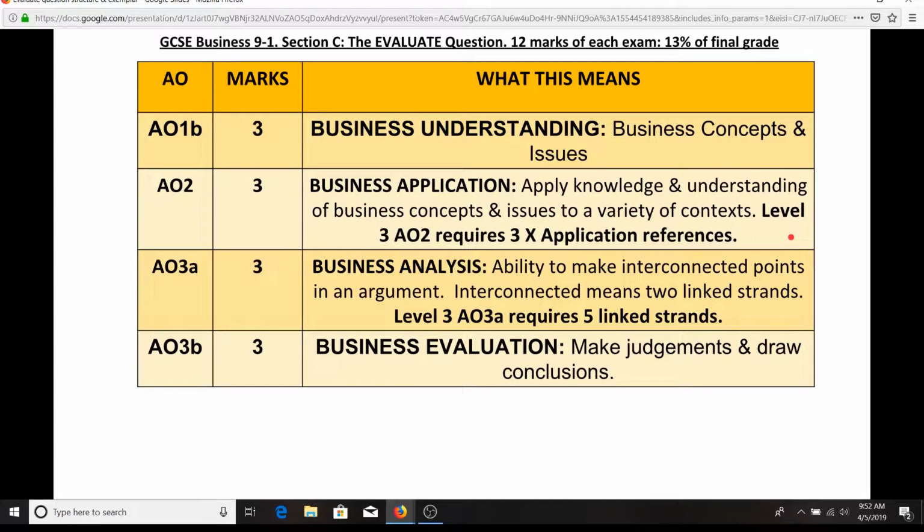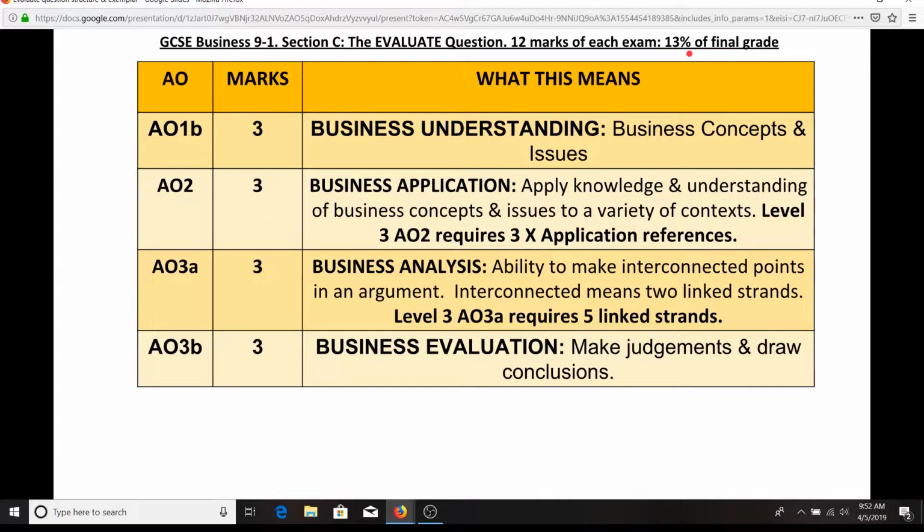Hi guys, so let's now take a look and remind ourselves on just exactly what you are expected to do when it comes to the evaluate question. As we can see with this, it is just 12 marks of the exam. So, I'd firstly say don't panic too much about it. It is a tough question. It represents like 13% of your final grade.